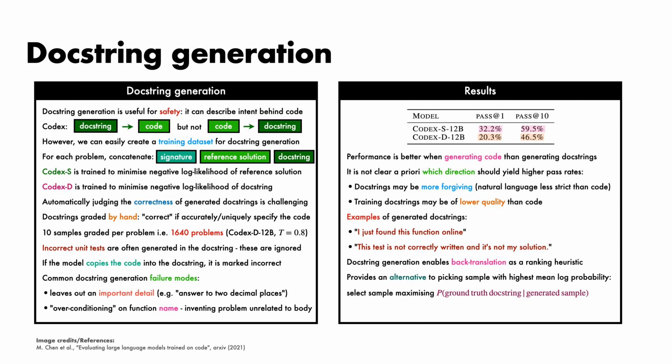However, although it does better than random sampling, this ranking heuristic appears to underperform mean token log probability, as we saw in an earlier figure, possibly in part due to overfitting.